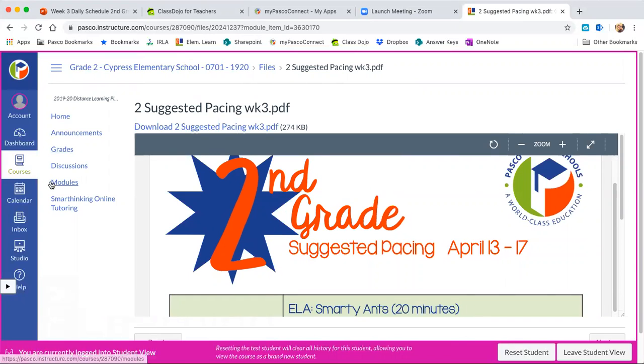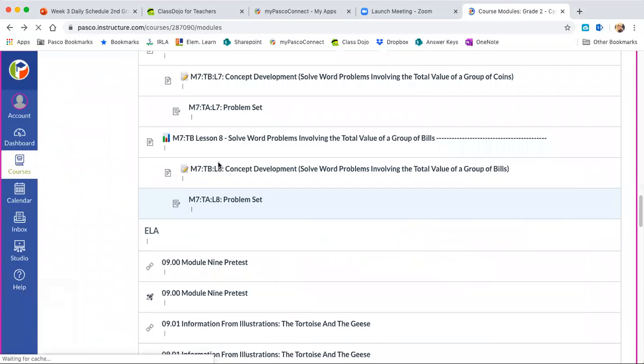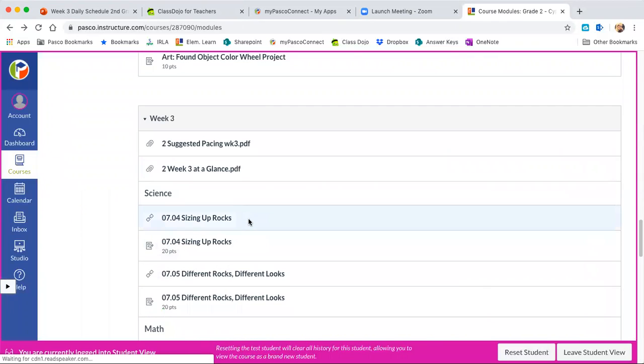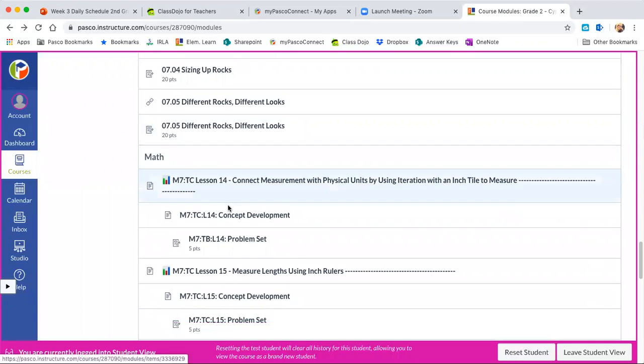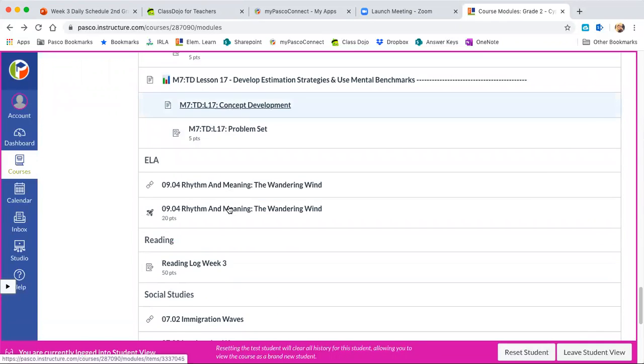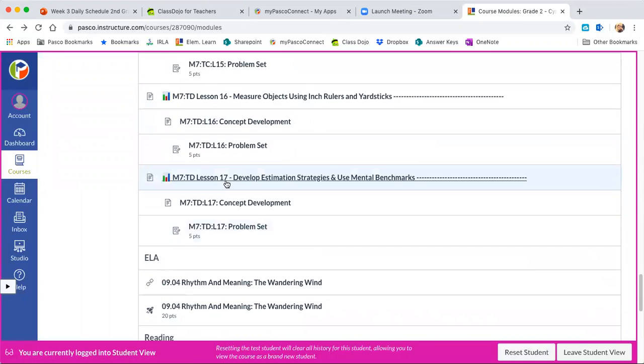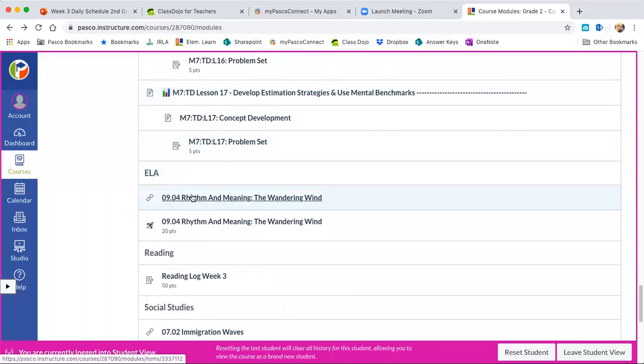So I'm going to go back to modules and scroll down. Remember, ELA is always after all the math stuff here. And here's my lesson. Now the chain link here means that this is the lesson. And then the rocket ship means this is my quiz.